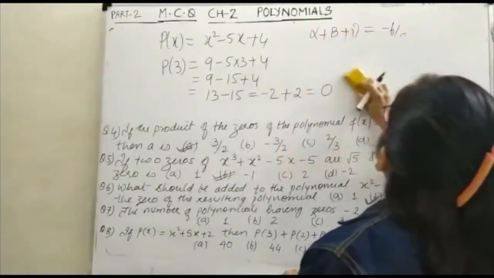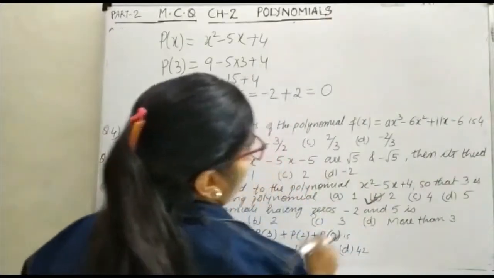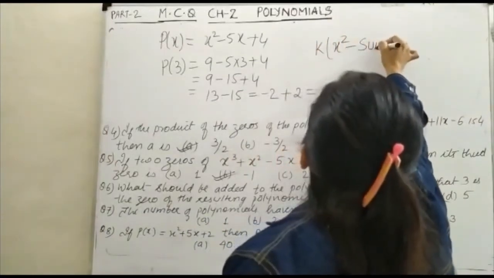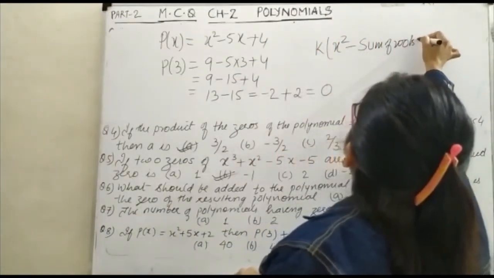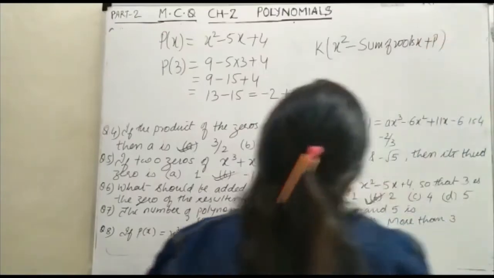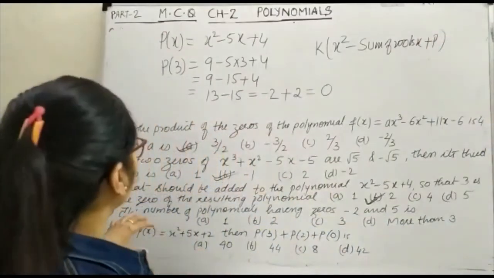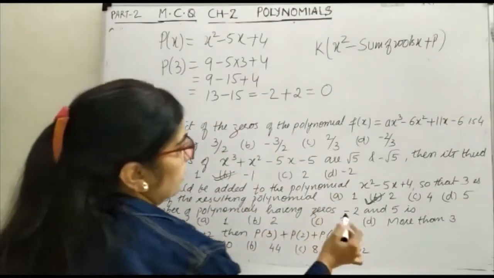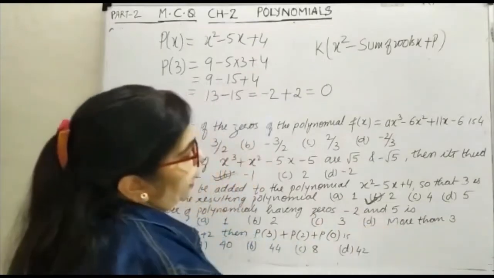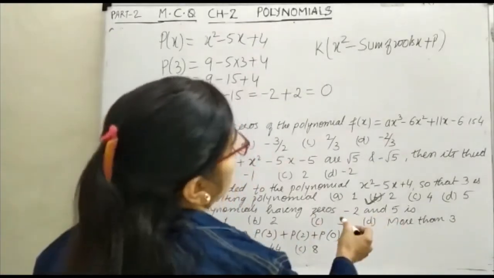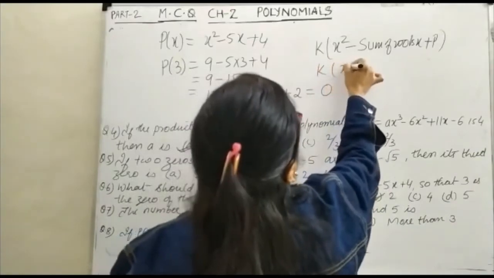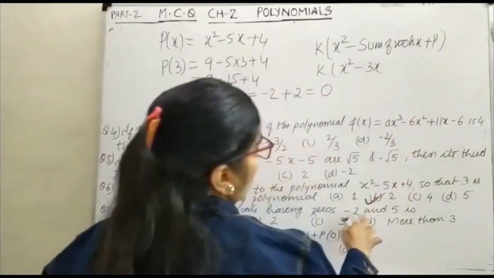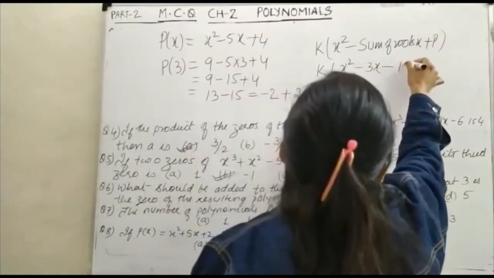You know how to find out the quadratic polynomial when zeros are given, that is k x square minus sum of roots x plus product of roots. This is the way how we work out for the polynomials if the zeros are given. So you can see here it is -2 and 5. When you add them, you are getting how much? 3. So this becomes k x square minus 3x, and when you multiply, it becomes minus 10, right?